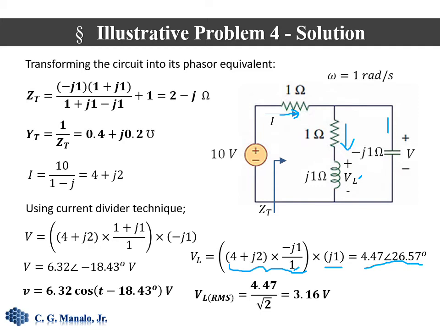Now to get the RMS voltage of V sub L, we know that this will be the amplitude of the time domain expression for V sub L. So we just divide that by square root of 2, and that should give us its RMS voltage.